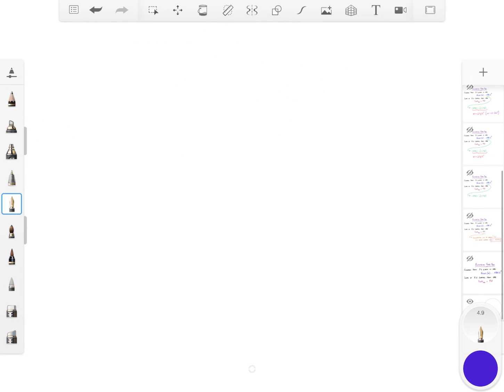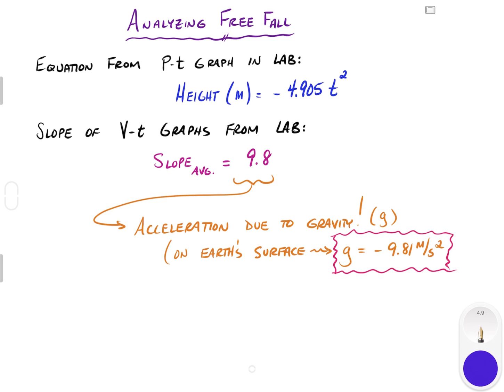What I want to point out is the reason we got that average slope of about 9.8, no matter what the object was, no matter what the mass was, is due to the fact that every single object on the surface of the Earth accelerates due to gravity at about negative 9.81 meters per second squared. So that slope we were calculating, since it was the slope of a velocity time graph, gives us the acceleration. We dropped all of these objects in a simulated environment on Earth, and all objects on Earth are going to accelerate at negative 9.81 meters per second squared.